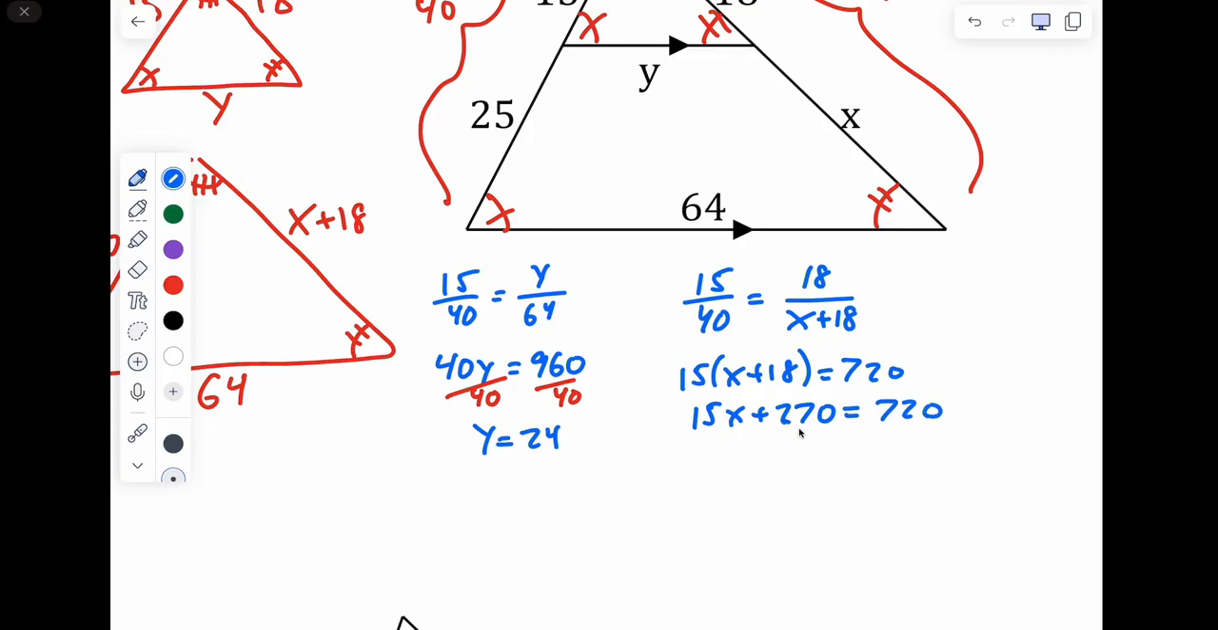So I have to cross multiply this and solve. I'm going to subtract 270 from both sides. I get 15x equals 450. And I'm going to divide 15 on both sides. Let me just roll through. I subtracted 270 here. This one comes out to be a whole number also. And the nice thing about doing it this way is that the x is 30. You don't have to do any additional steps here.